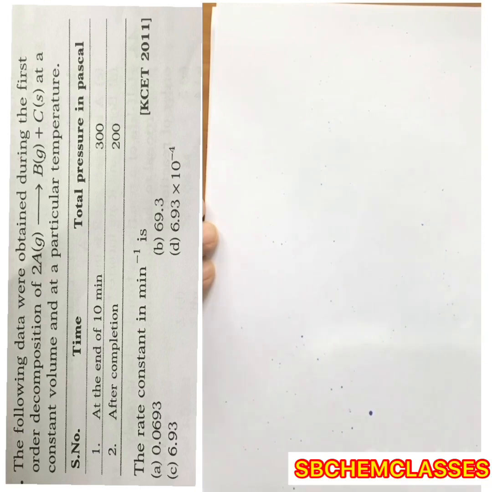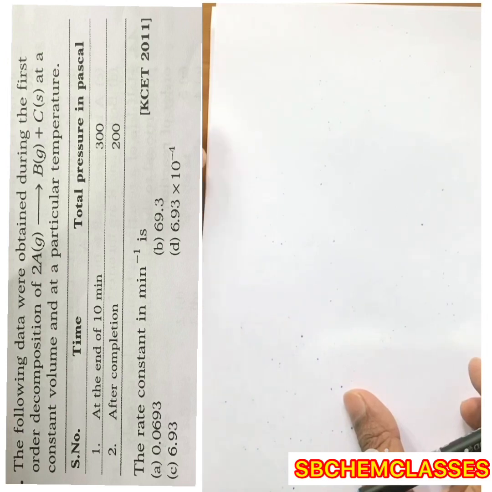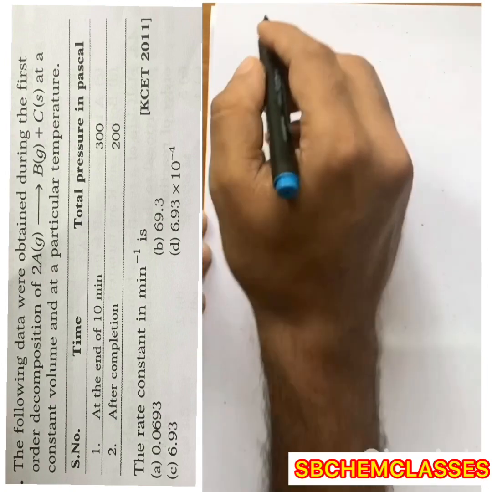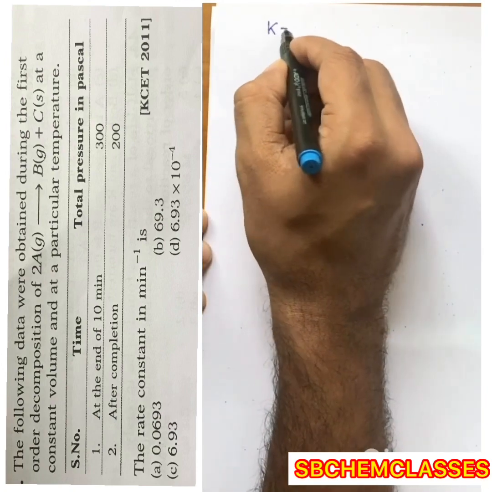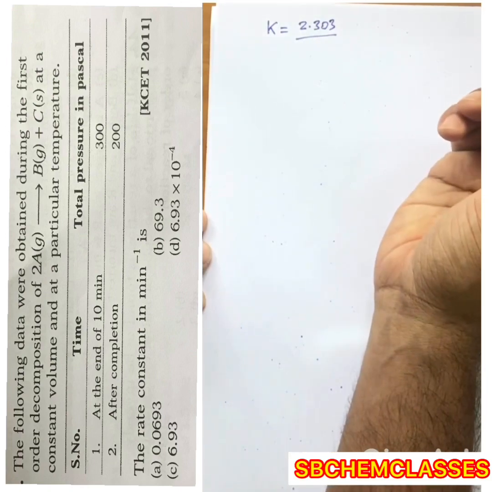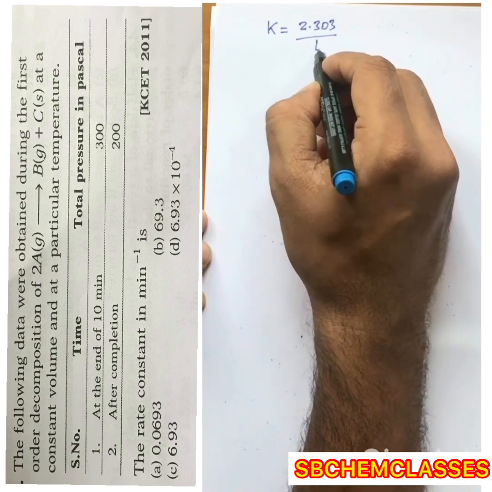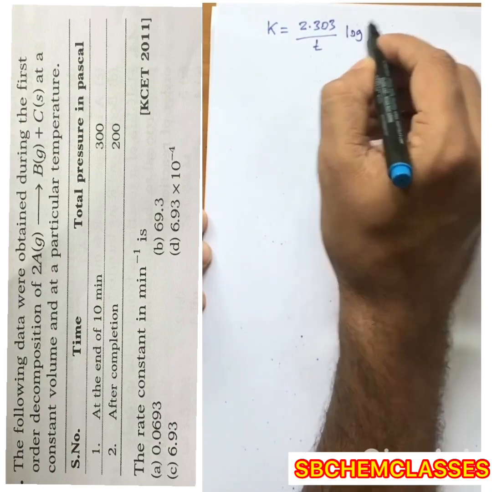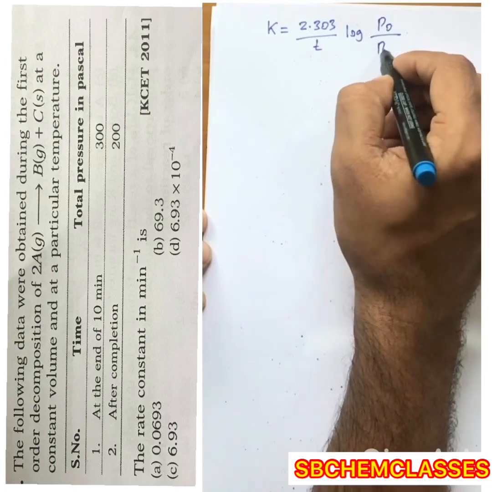The following data were obtained during the first order decomposition of 2A gas becoming B gas and C solid at a constant volume and particular temperature. At the end of 10 minutes the total pressure is given, and after completion the total pressure is given. To calculate the rate constant of a first order reaction by pressure, we can use the equation K equals 2.303 by T log P0 by Pt.